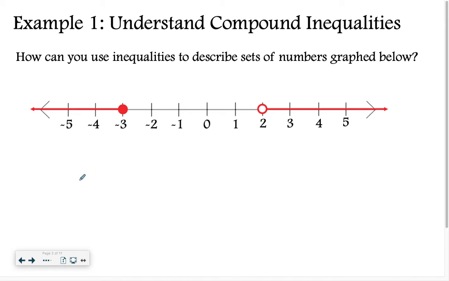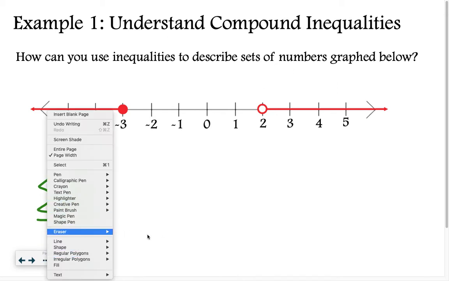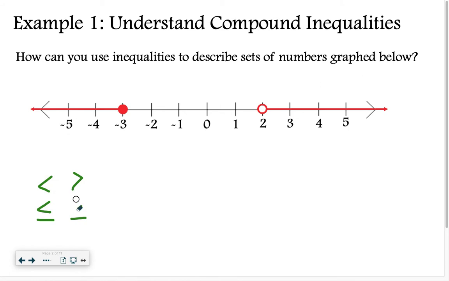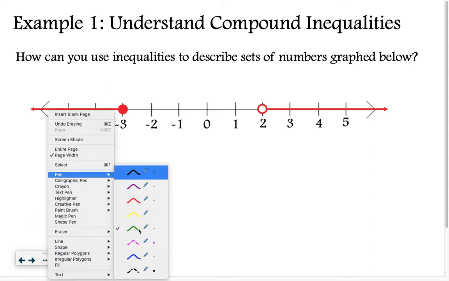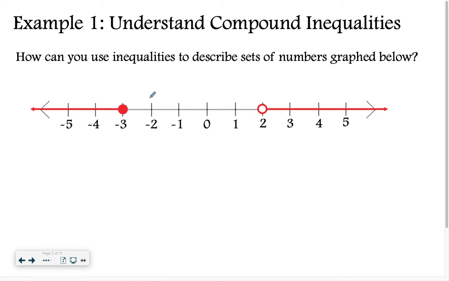Remember, we've been talking about inequalities, we started yesterday. Those are our less than, greater than, less than or equal to, greater than or equal to. We're going to focus on how we can use those symbols to represent what is graphed on that number line. We have two arrows pointing out, one at -3 and one at 2.